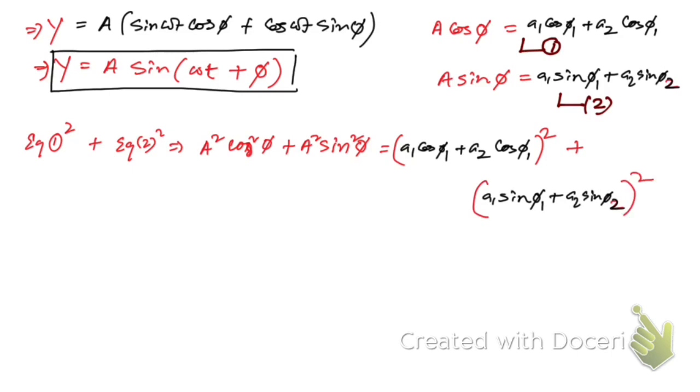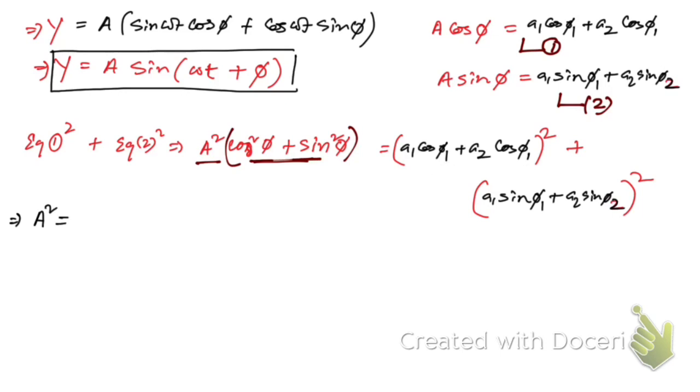Now here you see, from these two we can take A square common. On taking A square common, we're going to get this term, and this is equal to nothing but 1. Sine square phi plus cos square phi is going to be 1. So we can write A square is equal to, now let me expand this.